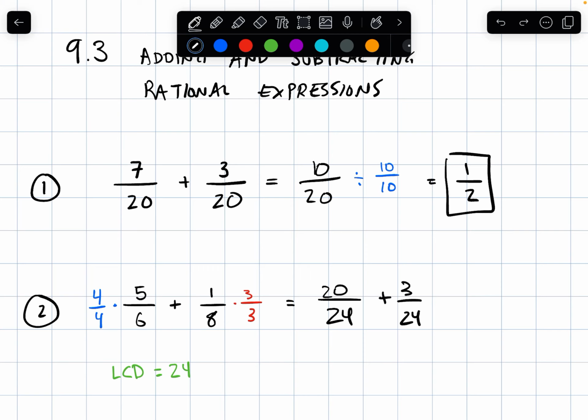And because I have common denominators, I can now go ahead and add these together. And we add these and we get 23/24. Right? That is not reducible, so that would be your answer.